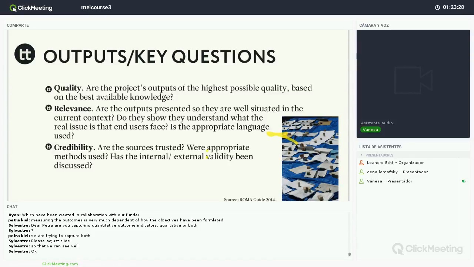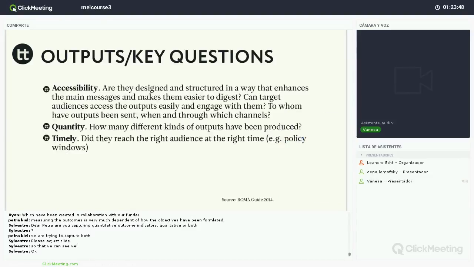Or credibility? Are we being trusted? Are we using appropriate methods to check whether our products and activities are credible or not? Do we have processes to check the internal and external validity of what we are discussing? These are some aspects of outputs that are sometimes not seen or not included when we monitor and evaluate them.